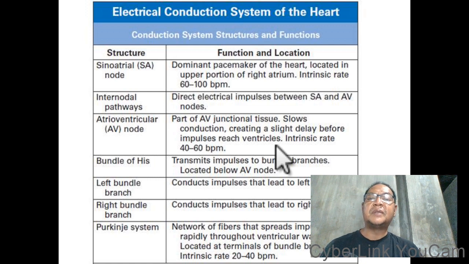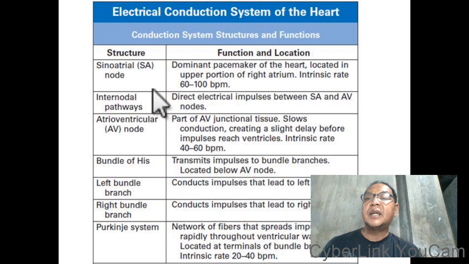Once the impulses from the SA node and internodal pathways reach the atrium, the atrium will contract. The impulse goes to the AV node, and before the AV node releases the impulse going to the bundle of His, the atrium contracts first. So there's a delay. One important thing is the intrinsic rate of the AV node, 40 to 60 beats per minute.